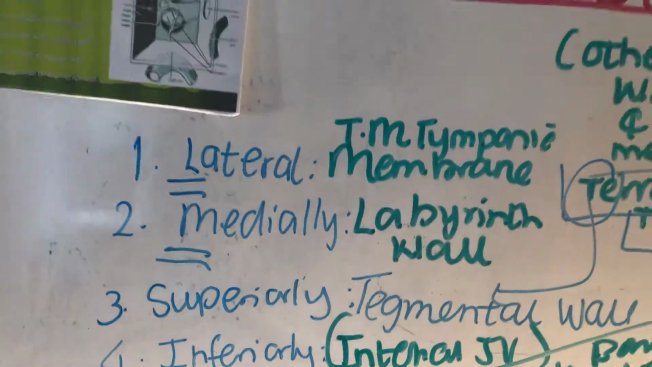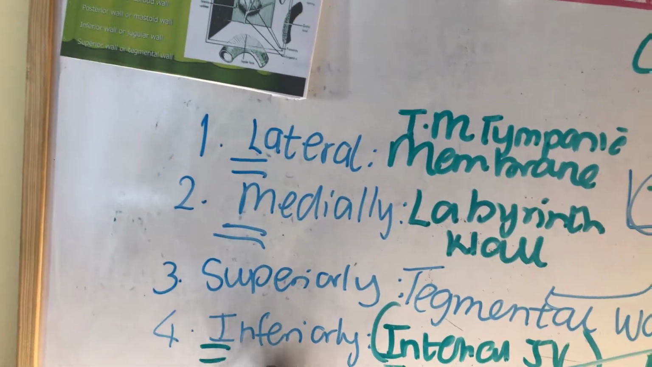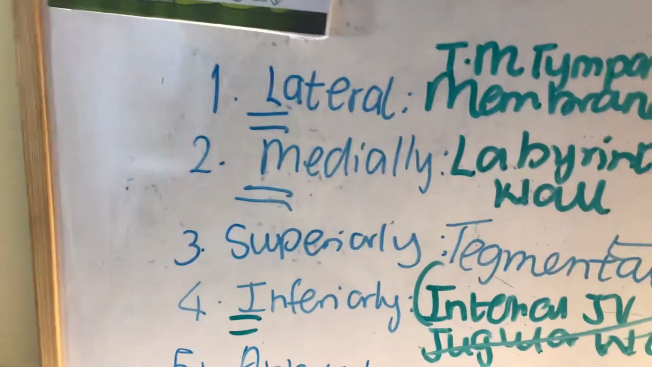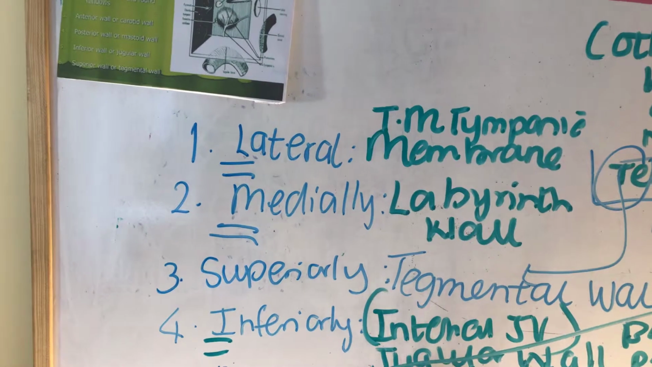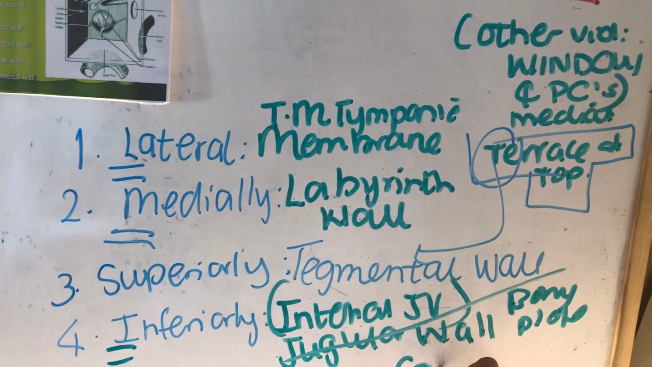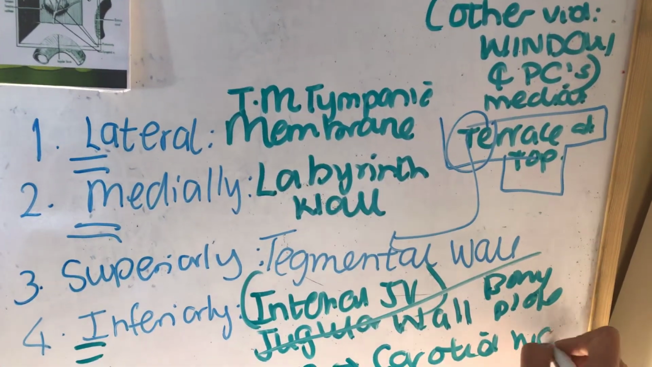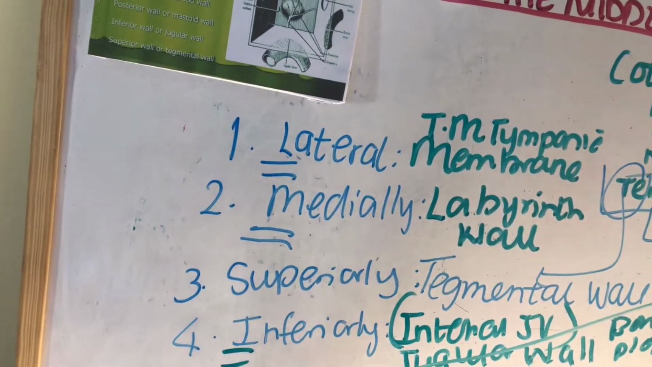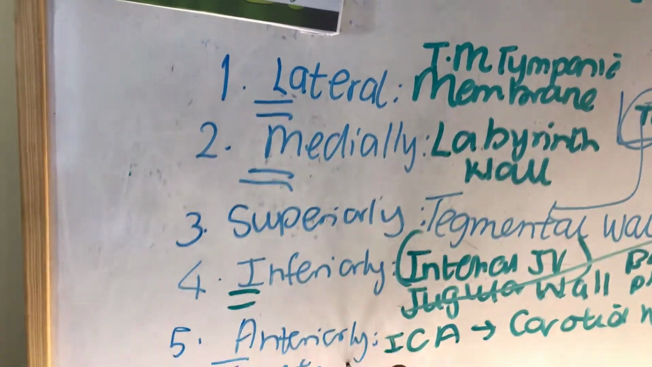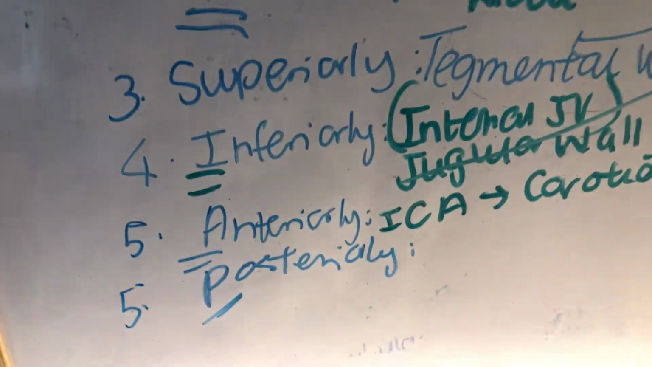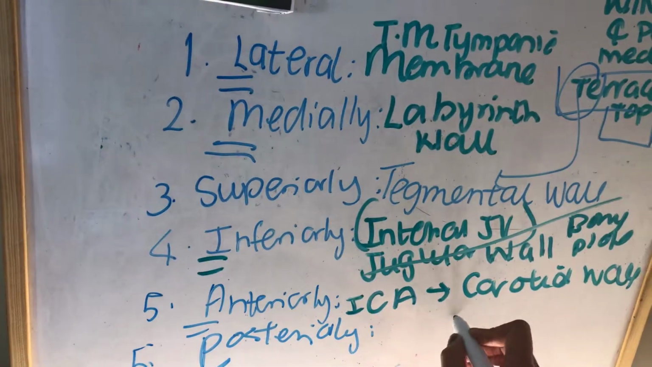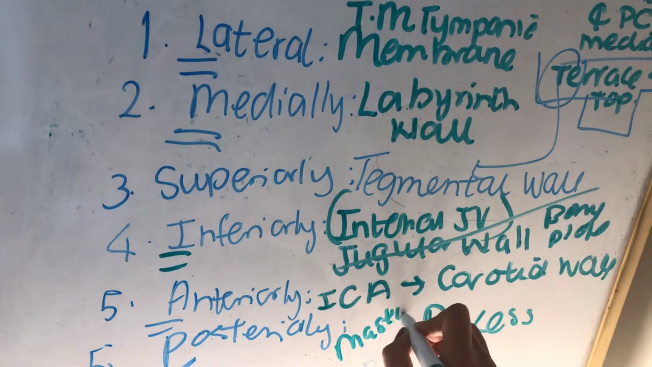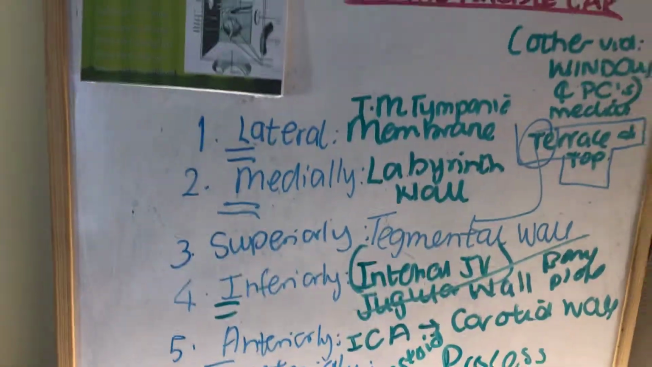So we talked about superior, inferior, medial, lateral. Let's talk about anterior and posterior. When I think anterior, I want to think artery, or ICA, internal carotid artery. So this is the carotid wall. And now I think posteriorly, and for posteriorly, again with a P, I want you to remember a process. And which process is in the temporal bone? Process, the mastoid process. Okay, that's pretty much it.